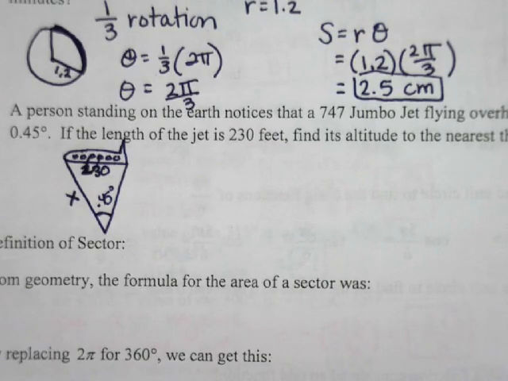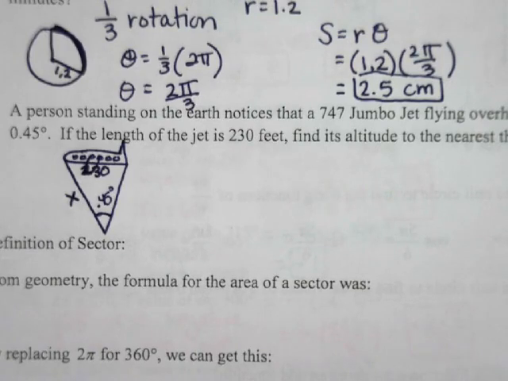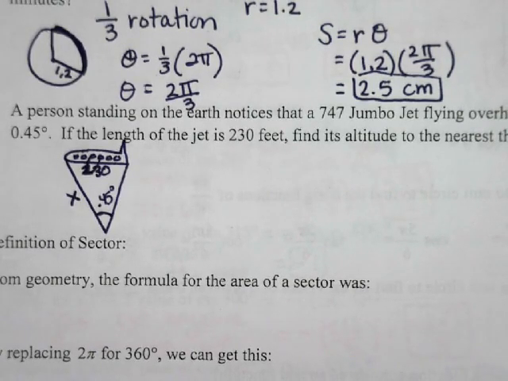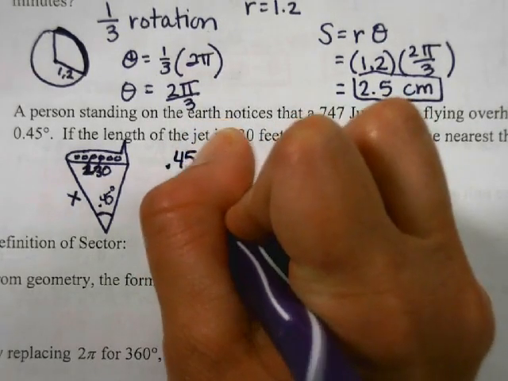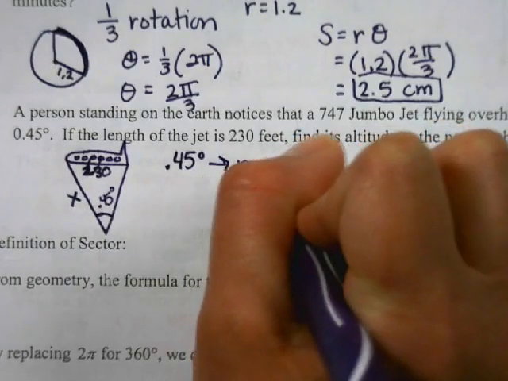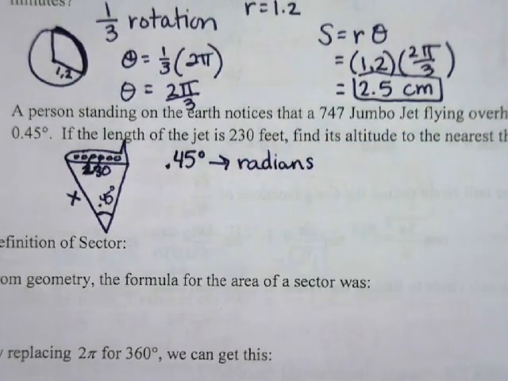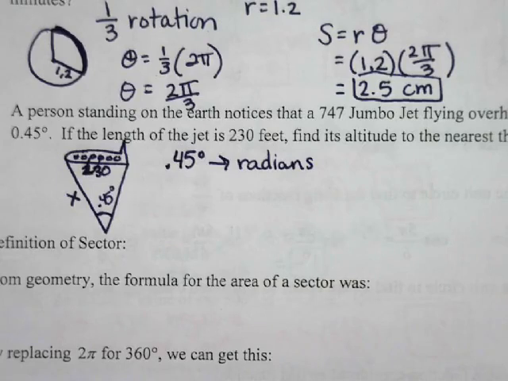What about that 0.45 degrees? We got to go to radians, right? Every time we use theta in our formula here, we have to go to radians. Okay, so we have to take 0.45 degrees to radians. How do we convert to radians? Anybody remember? Is it 180 over pi or pi over 180? Pi over 180.